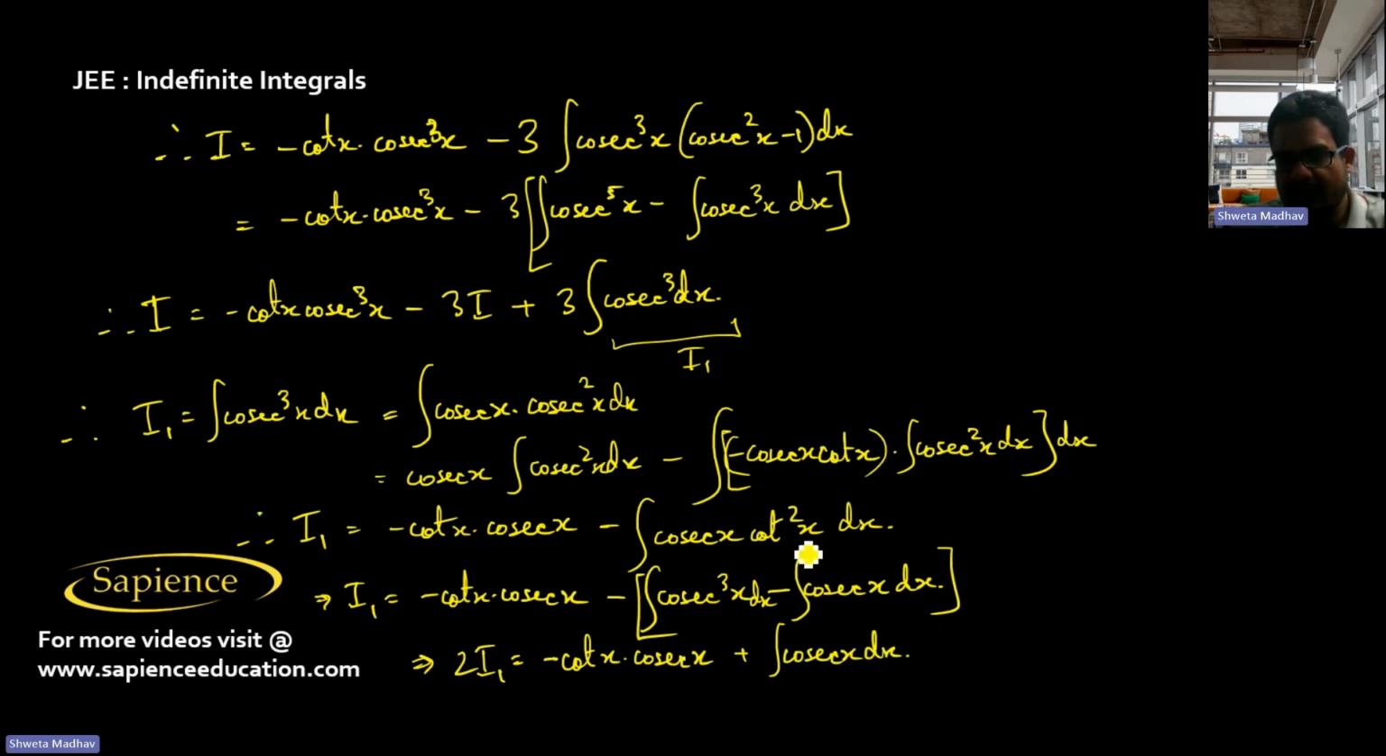Now, how to find integral cosec x dx? Cosec x is actually 1 by sine x. So I can write integral 1 by 2 sine x by 2 into cos x by 2 dx. Now I can write this by cos x by 2, and then this will be cos square x by 2. So this I can write as 1 by 2 integral secant square x by 2 dx, and the half I can also take inside, and this is tan x by 2.